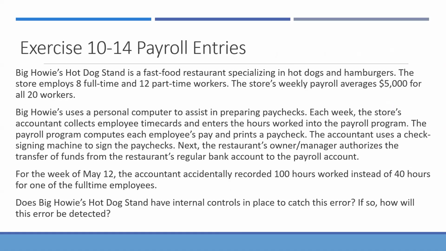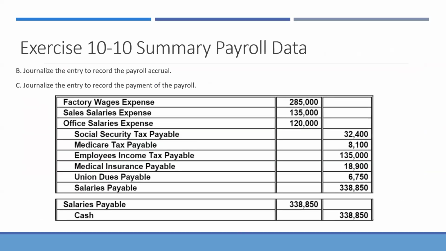And then we make a big journal entry for the wages payable, and we can separate based on the class of employees. So we know our factory expense, sales expense, office expense separately. And then all the payables are to different tax agencies or whatever. And then, medical insurance, union dues, and then salaries payable is the net pay that gets paid to the employees.